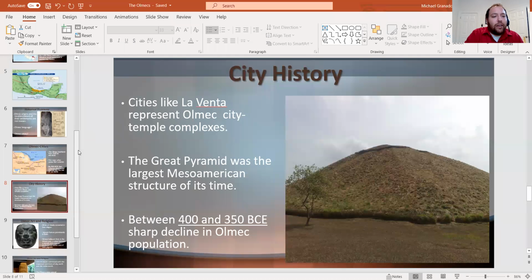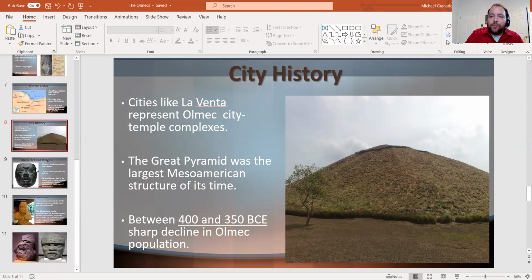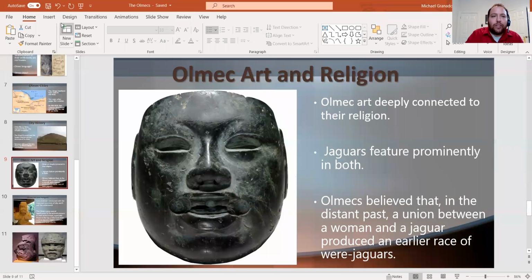So let's take a look at some more aspects of Olmec culture, specifically their art and religion. From our archaeological digs at sites like La Venta, we've uncovered a lot of Olmec artifacts and art. And a trend that we have observed is that there is a very deep connection between Olmec art and Olmec religion.